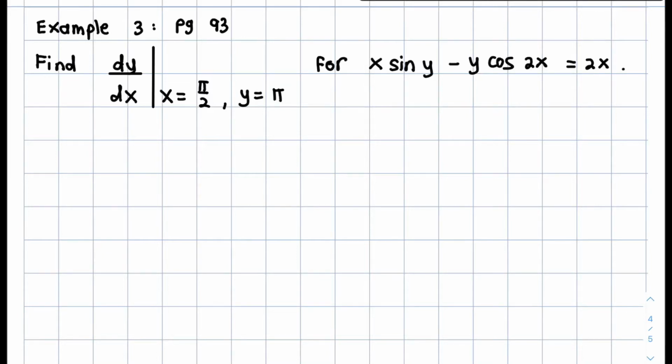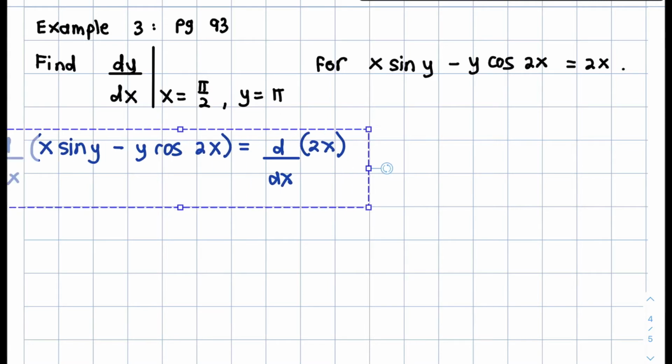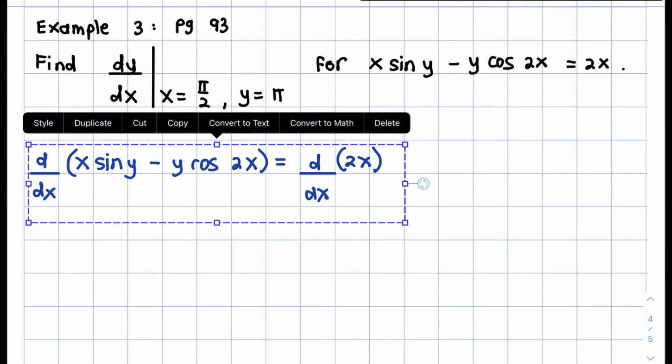Right, now let's look at example 3, page 93. The question asks you to find dy over dx when x is equal to pi over 2 and y is equal to pi, for this equation: x sine y minus y cosine 2x equals 2x. So the first thing you have to do is write it down and differentiate both sides with respect to x.